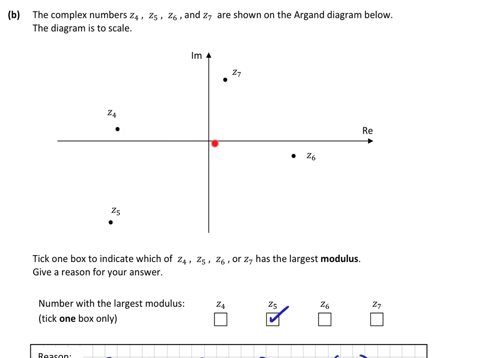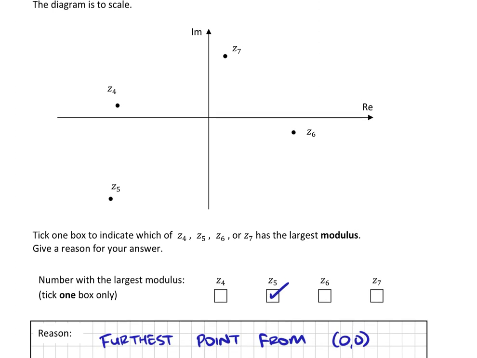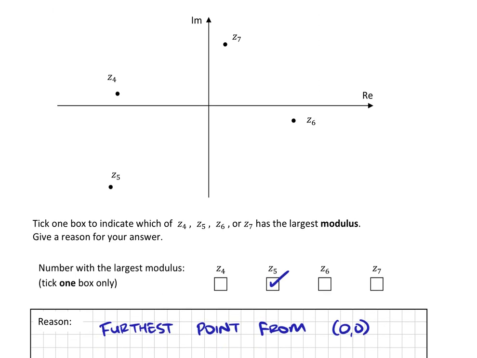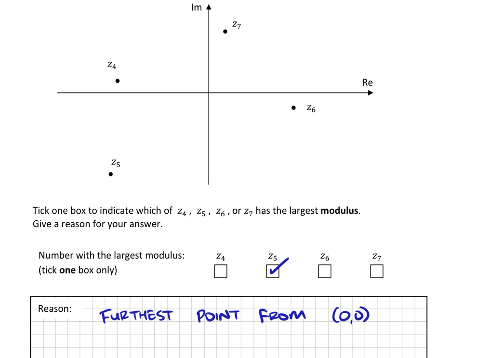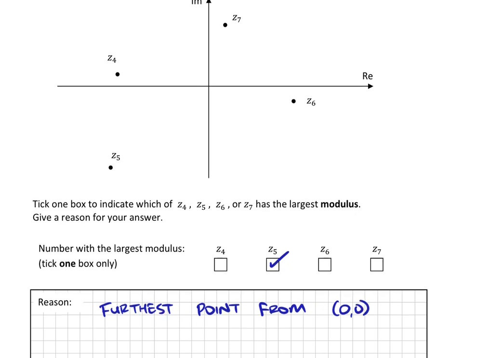If you're looking for the modulus of this one here, it'd be from (0, 0) over as far as z6. And similarly, if you're looking for the modulus of this line here, it'd be from (0, 0) down as far as z5. So just from looking at the question, you can see I've ticked z5. Z5 seems to be the furthest point away from (0, 0), and the furthest point away from (0, 0) is what we will take as the largest modulus. The reason for that is it's the furthest point from (0, 0). And that brings us to the end of question 2.